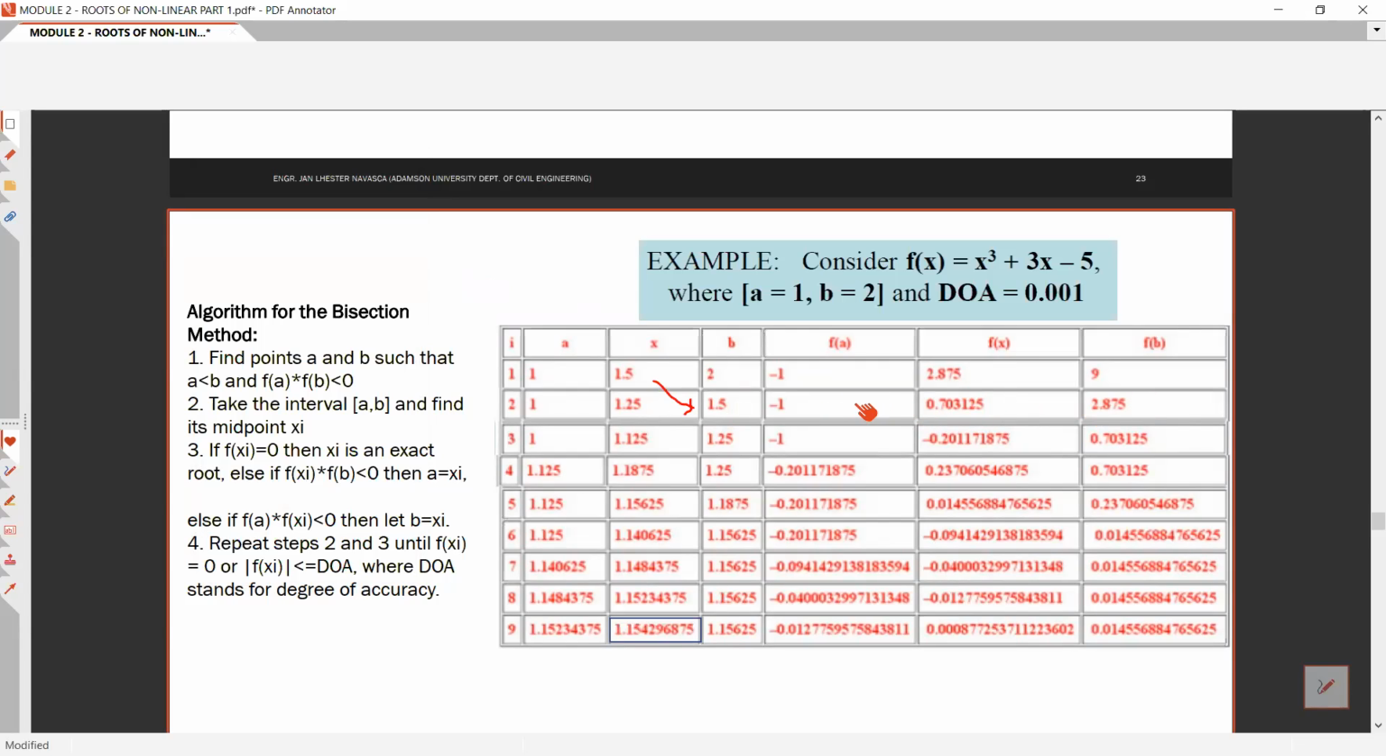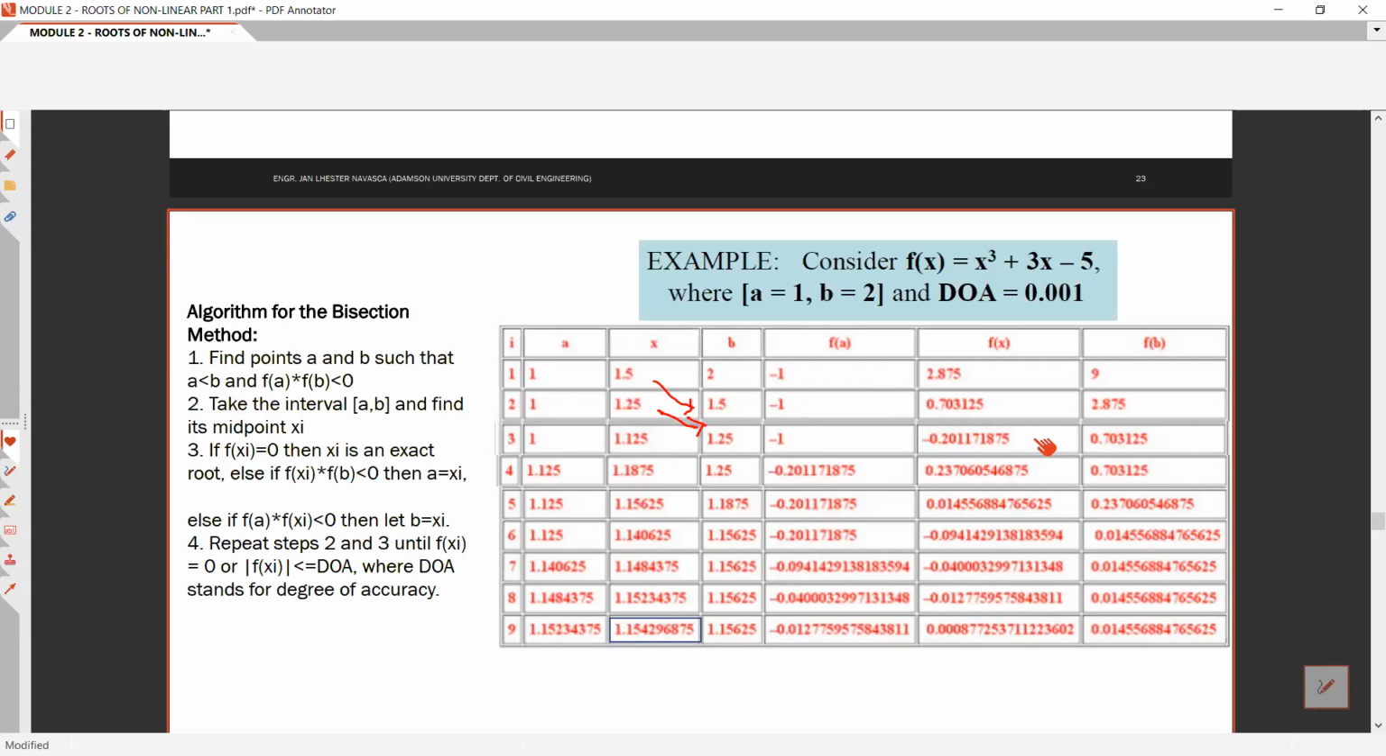Therefore, we can say na between A and your midpoint at the second iteration, nandun yung answer, nandun yung root. Okay, so ito magiging upper boundary ulit. After that, get the midpoint again. We get the 1.125. This is the function. Nagbago na. Kasi pag pinag-multiply mo yung -1 sa f of x, you have a positive number. Dito na siya magni-negative number.